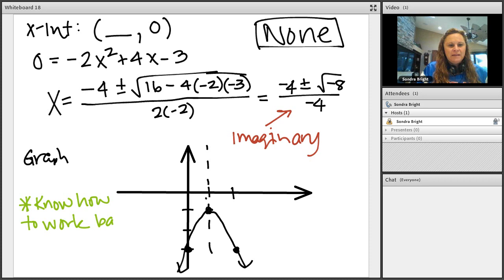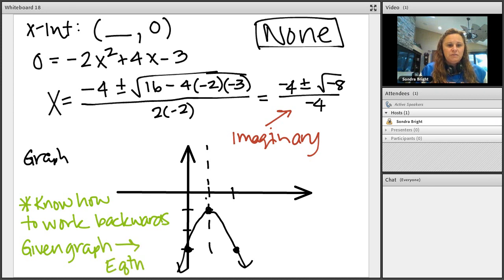We did that in the notes. So where you are given the graph and you need to come up with the equation, you find the equation in vertex form.